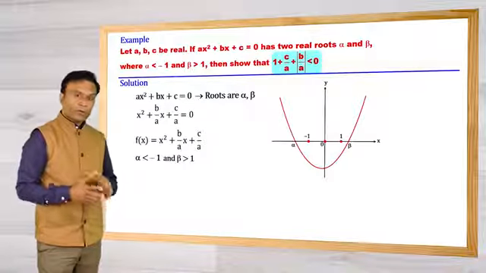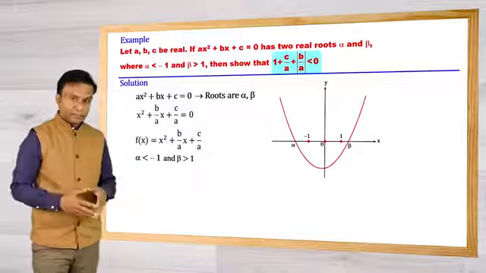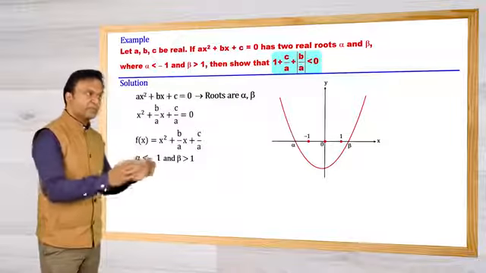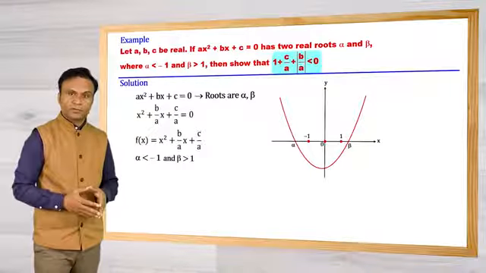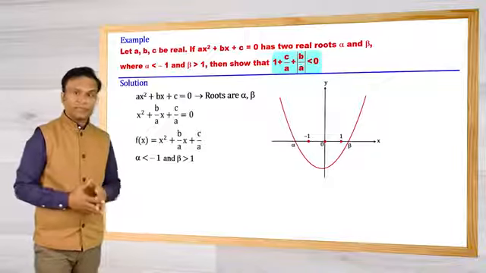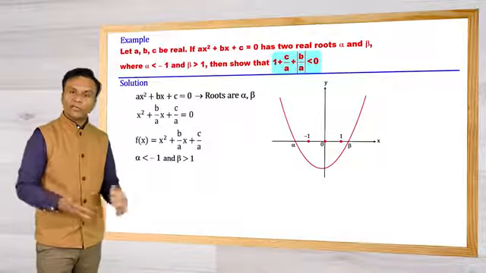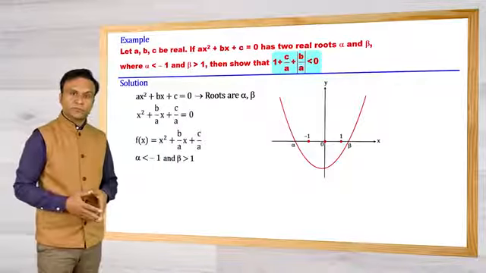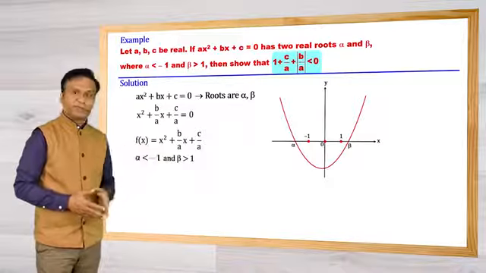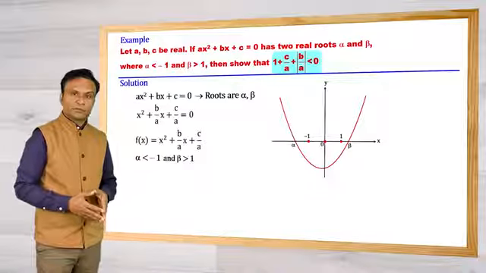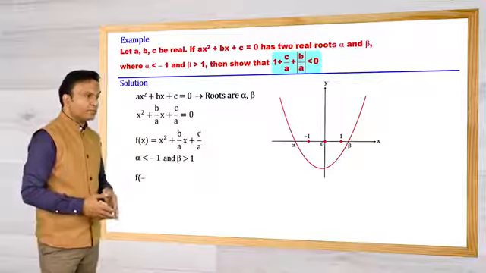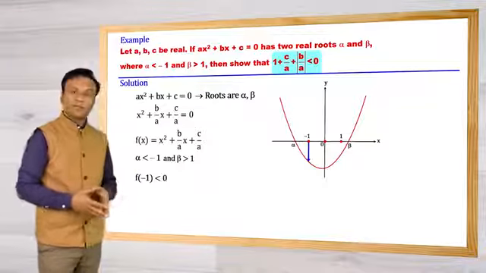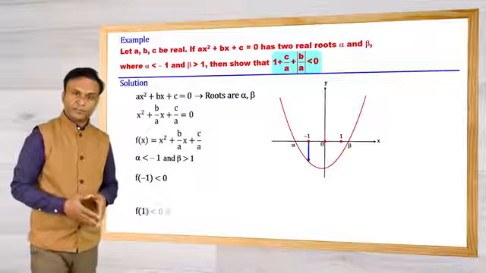Now we want the roots to be like this: alpha less than minus 1, beta more than 1, and we have placed minus 1 and 1 between the roots. But for that some conditions are required. Automatically minus 1 and 1 do not fall between the roots. When does this occur? When f(minus 1) is less than 0. You can see f(minus 1) is negative. Similarly, f(1) is less than 0.